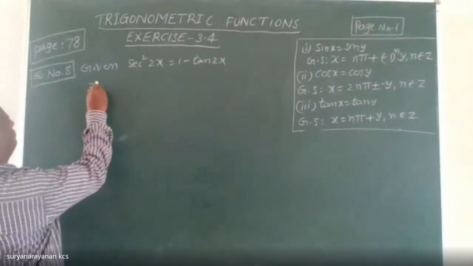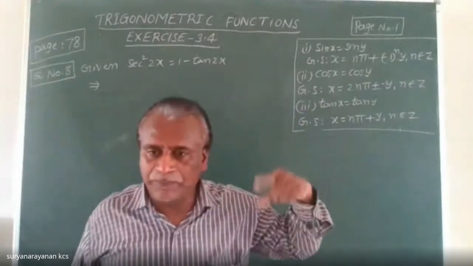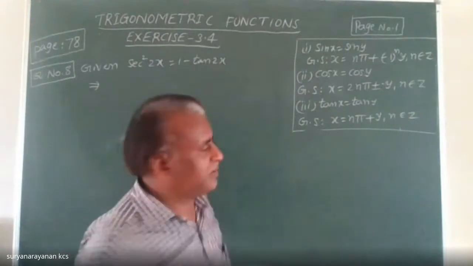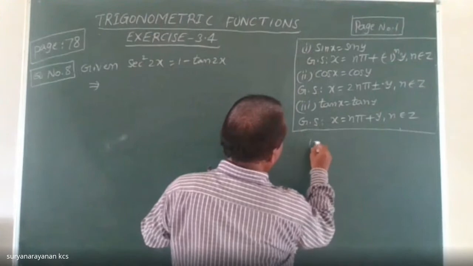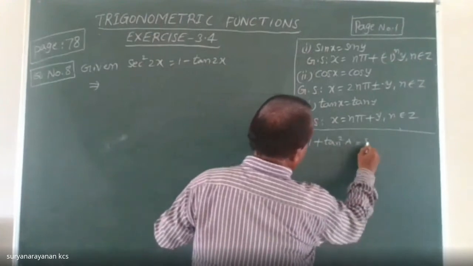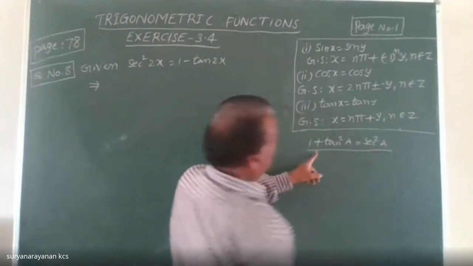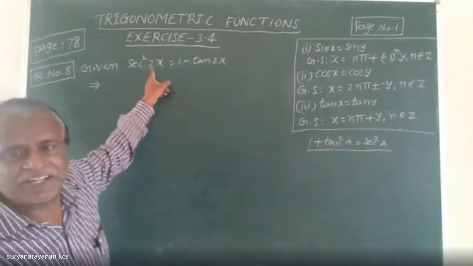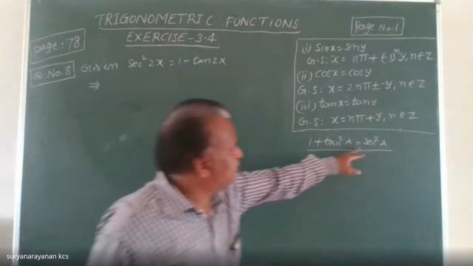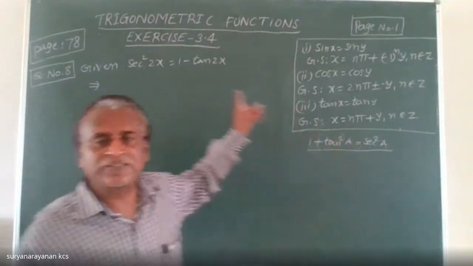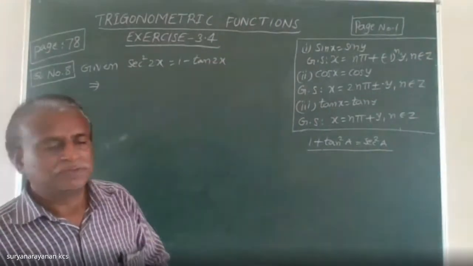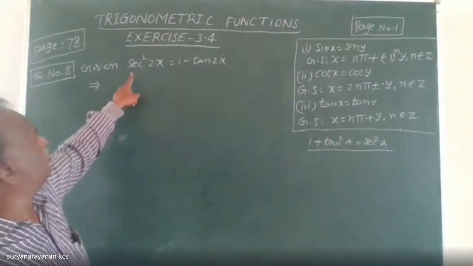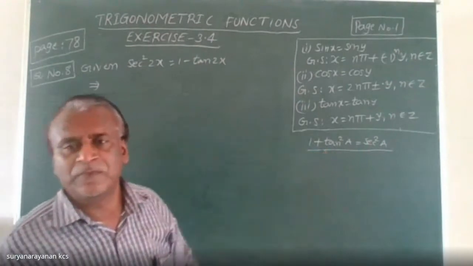Okay. Again, you have to recollect the previous knowledge. Trigonometric identities. You have learned trigonometric identities. 1 plus tan square a is equal to secant square a. Here secant square 2x is there. So by using this identity, how will you write secant square 2x? Can you tell me?